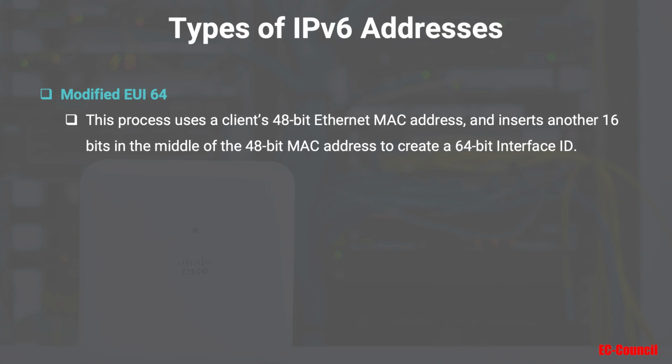One very important address is known as a modified EUI-64. This process uses a client's 48-bit Ethernet MAC address and inserts another 16 bits in the middle of the 48-bit MAC address to create a 64-bit interface ID. So you're probably wondering, what is the purpose of this address?